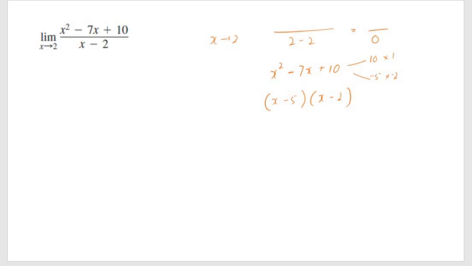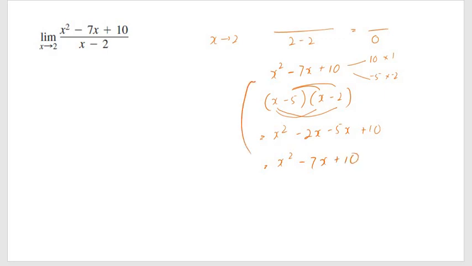And let's multiply them now to see whether this is correct. X squared minus 2x minus 5x plus 10. Minus 5 times minus 2 is plus 10. So we get x squared minus 7x plus 10, which is the same function.